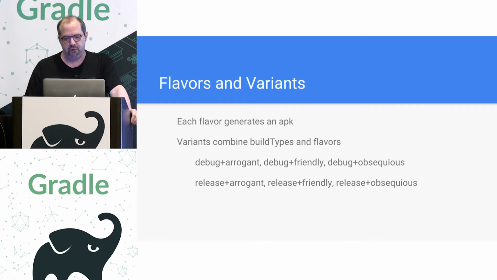So each flavor, of course, generates an APK, and I have a Hello World app, and what I'm going to do is use flavors arrogant, friendly, and obsequious. There's a good word, right? Don't get to use it very often. So that it will have an attitude.